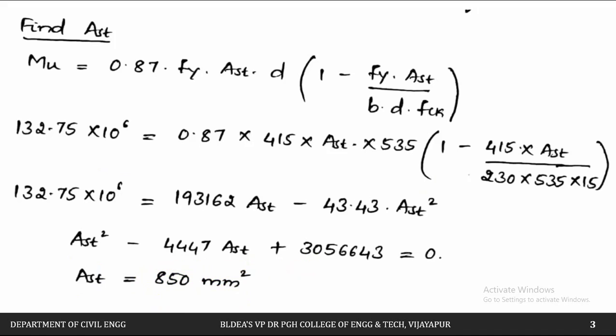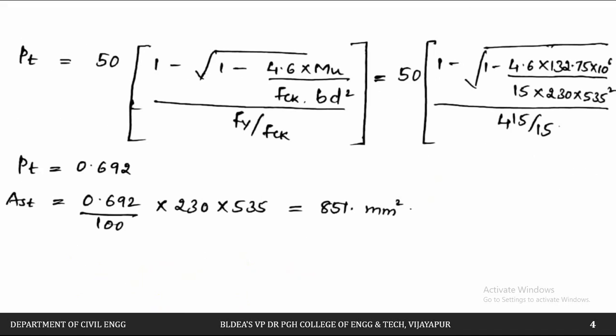Or otherwise you can see this formula also, you can substitute here and you can calculate. So this formula is 50 into 1 minus square root of 1 minus 4.6 into mu divided by FCK BD square, divided by Fy divided by FCK. So 50 we have. So 1 minus square root of 1 minus these values we have. So 4.6 we have. Mu value already you know. FCK is 15, B is 230, D is 535, Fy is 415, FCK is 15.